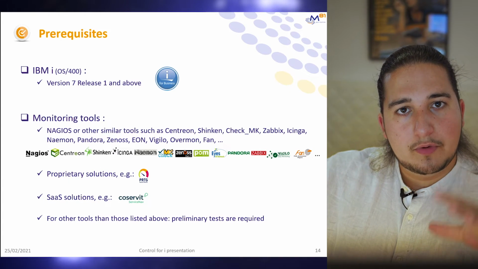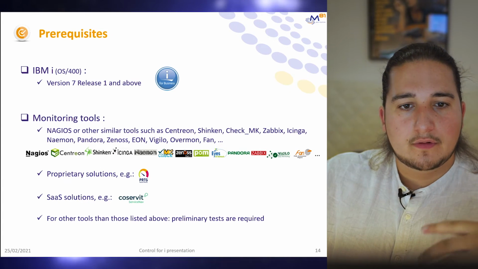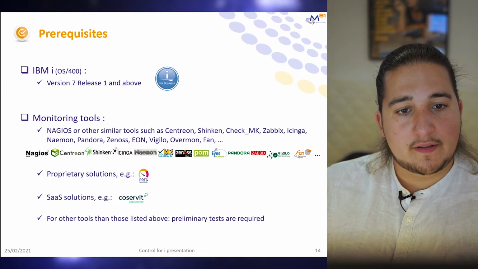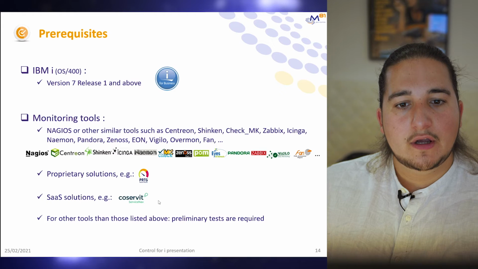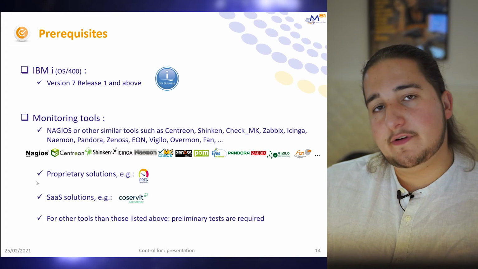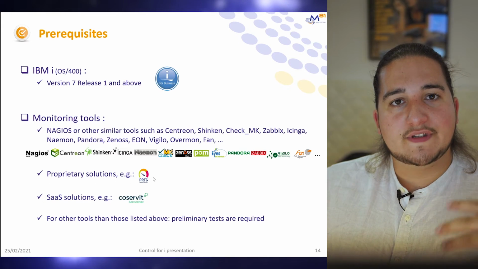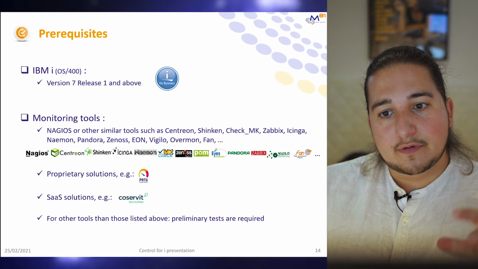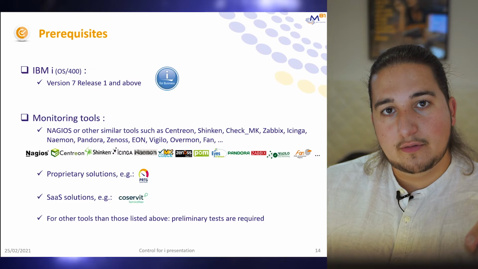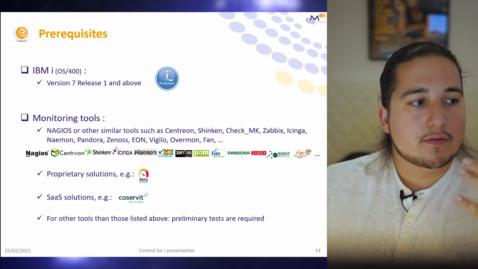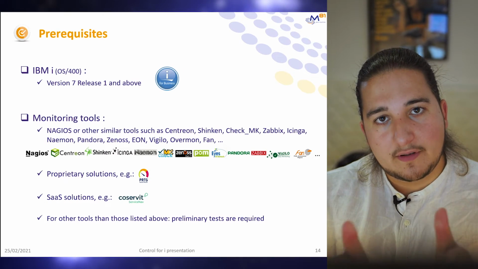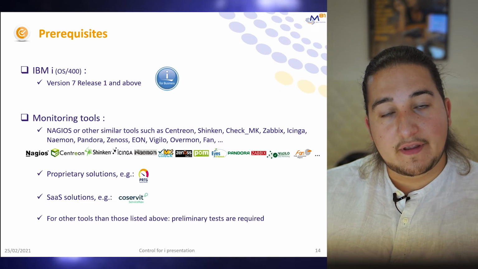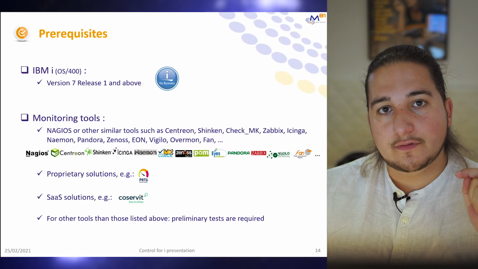Control4i is compatible with many monitoring solutions. It's compatible with almost every fork of Nagios that you can see here. It's compatible with proprietary solutions like PRTG, with SaaS solutions. And if you can't see your monitoring tool in this list, just know that every mockup we made until now worked, so we can do one with you and then adapt Control4i to your monitoring solution.